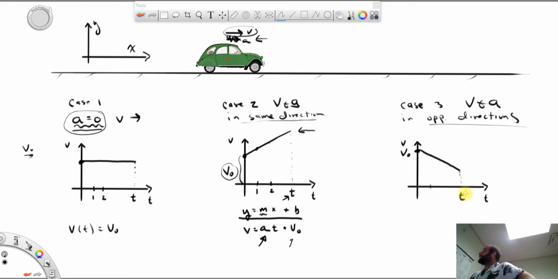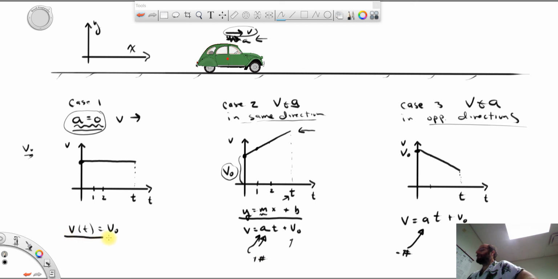Now, writing the equations, it's pretty much exactly the same. Your velocity is going to equal acceleration times time plus your initial velocity. The only difference is if your acceleration is to the left, that term is going to be a negative number. Over here, if your acceleration is to the right, that's going to be a positive number. So that's how you write these velocity functions for any given object here.